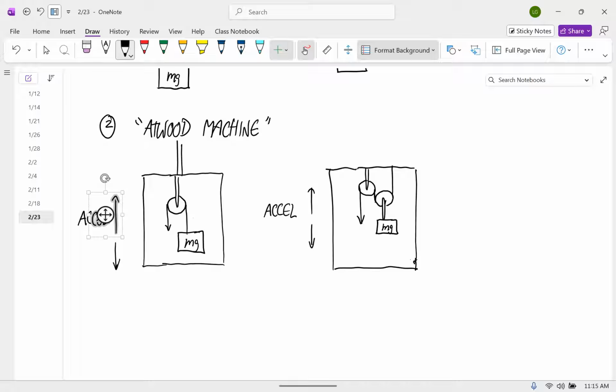Atwood machine, is that just like a box that accelerates with this pulley inside of it? Yeah, kind of like that. It's just called an Atwood machine, but it's really kind of just a concept, where we'll go through the calculation and see how that acceleration affects the behavior. And more than anything, it's another step for us to practice layering the relative motion equations along with kinetics.